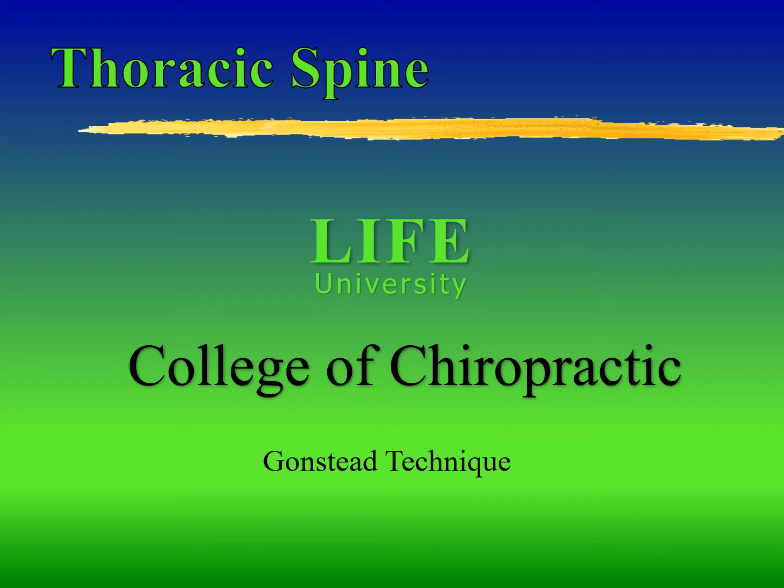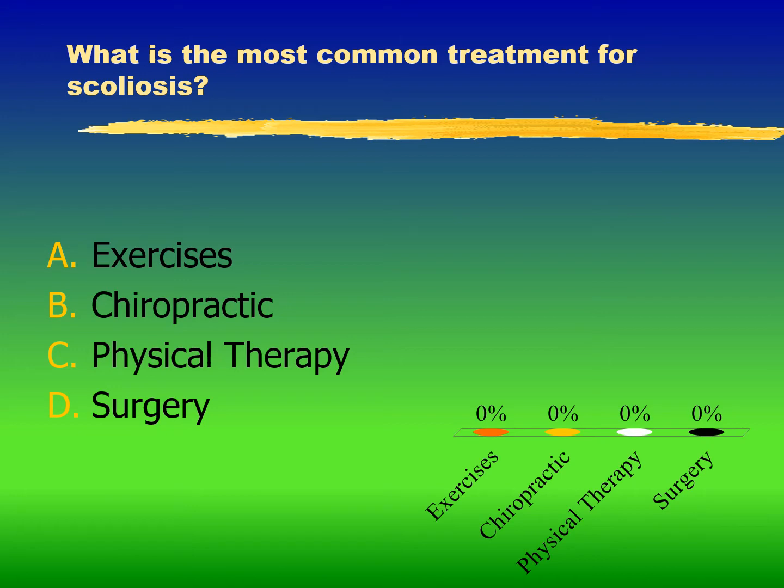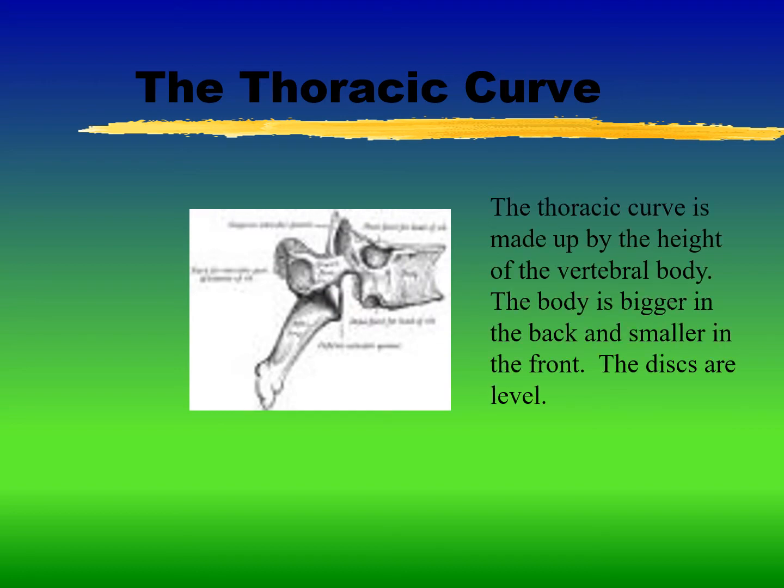This presentation for Gonstead technique will be based on the thoracic spine. As you are familiar, the thoracic curve is made up similarly as the lumbar and the cervical curve. It's a combination of the vertebral body shape and the discs. The bodies are larger at the posterior, a little bit narrower at the anterior. This helps create the curve for the thoracic spine.